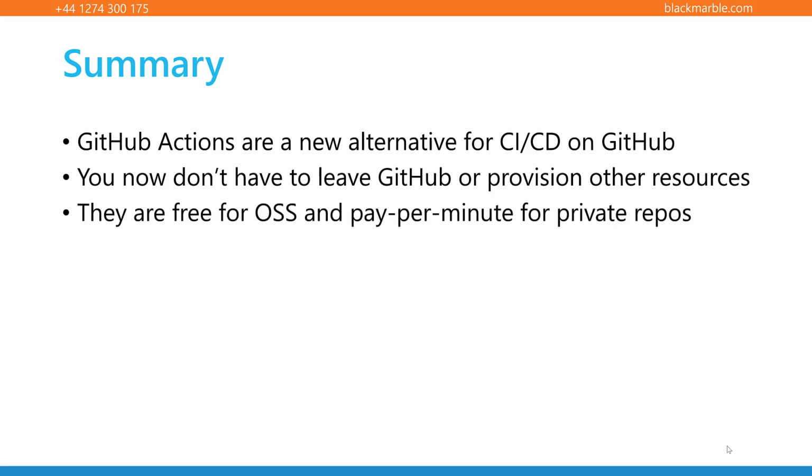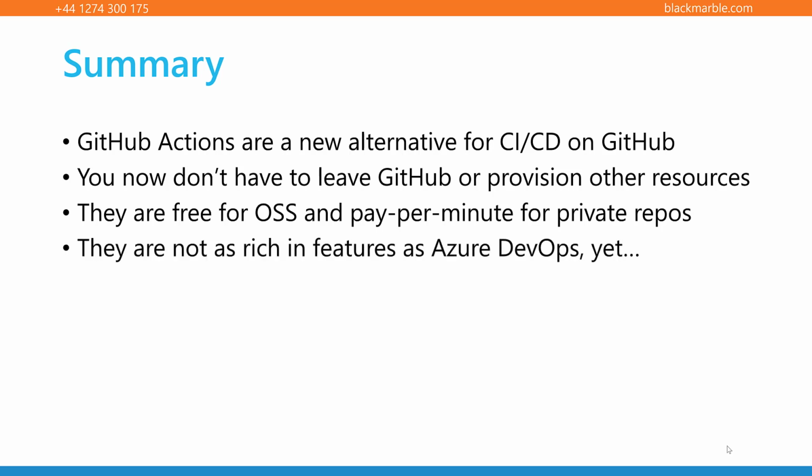It's free for open source, and it's pay per minute for private repos. But if you do have commercially licensed versions for GitHub, you do get some build minutes built in there, which may well be enough for you to do stuff. They're not as rich as Azure DevOps pipelines as yet, or as rich as other build and release tools. They're young, they're still in a beta phase, but functionality is growing in them as we go on.